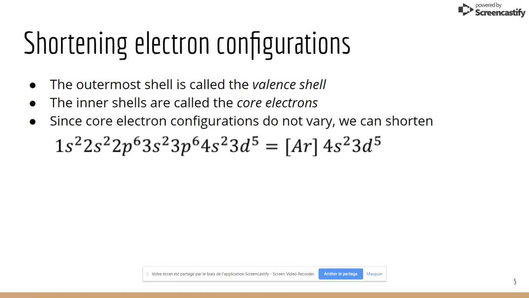As you were doing the problem set for the last video, you were probably thinking, man, I would really love for these to be shorter, because I feel like I'm just writing 1s2, 2s2, 2p6 over and over again, and it can be shorter. We already know that the outermost shell is called the valence shell and the inner shells are called the core electrons. Since the core electron configurations don't vary, we can shorten the electron configurations by representing the core with the symbol of the noble gas in brackets. For example, I replace 1s2, 2s2, 2p6, 3s2, 3p6 with argon in brackets, and then I show the valence electrons that occurred afterwards.